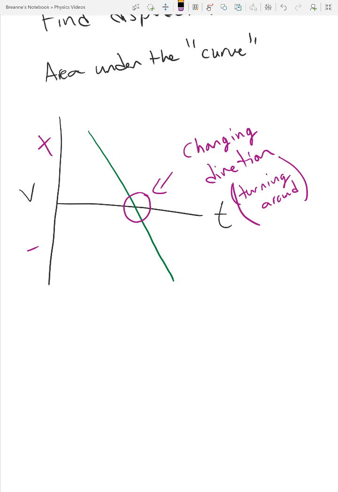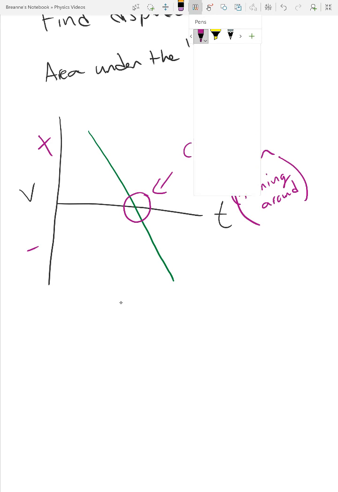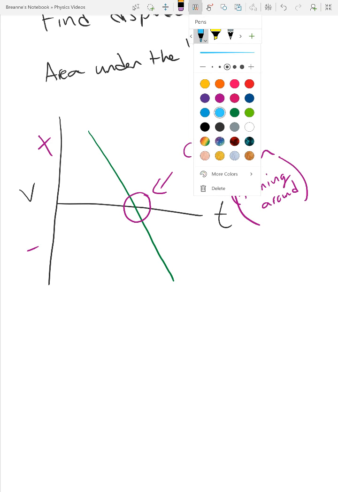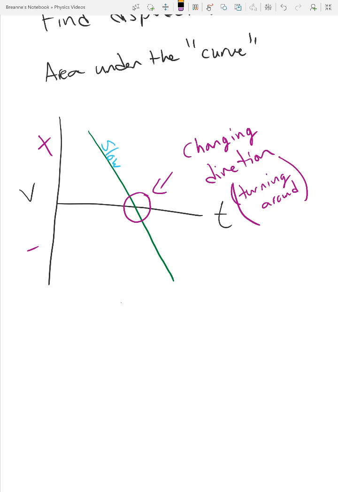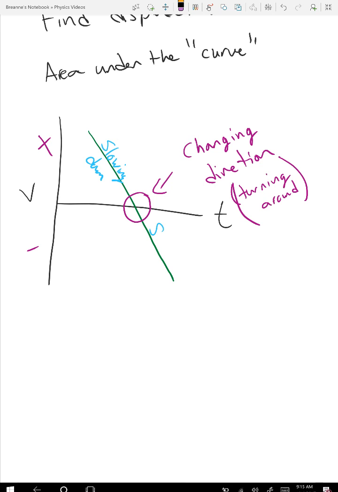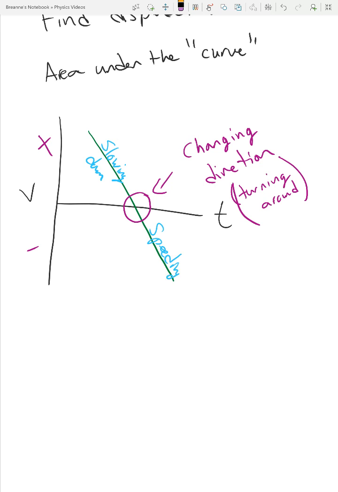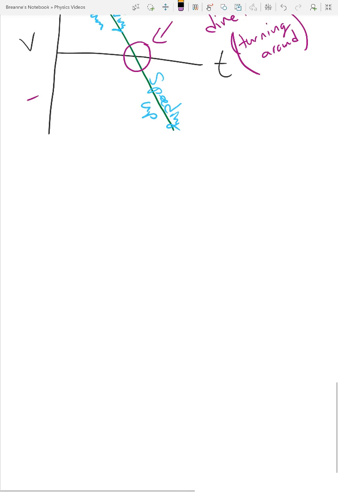I just want to make sure you understand that you're turning around right there. If we're looking at how things are interacting, before you're turning around, you're slowing down because our numbers are getting smaller. Then on the bottom, your numbers are getting bigger, so you're speeding up. Okay.